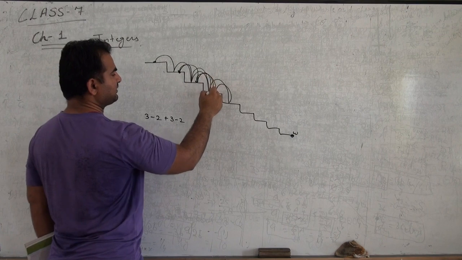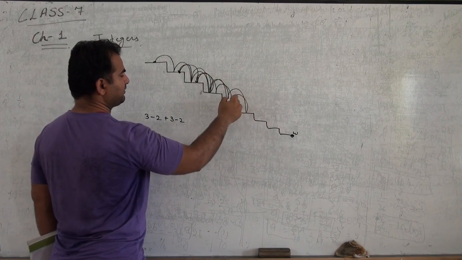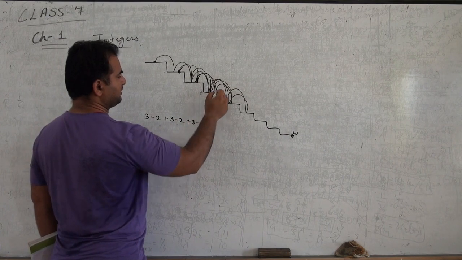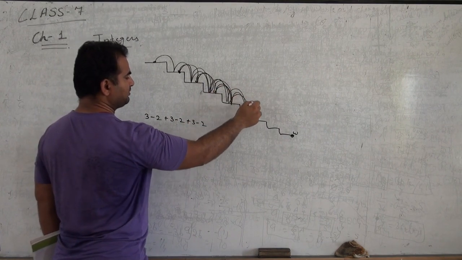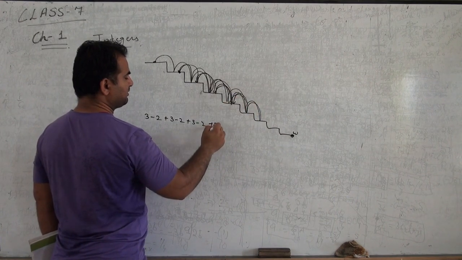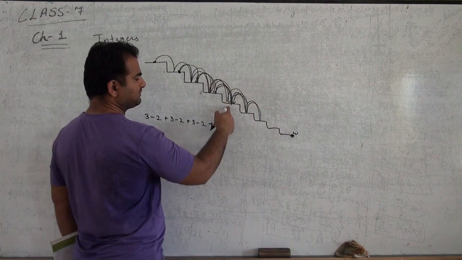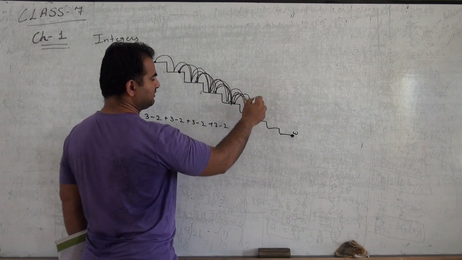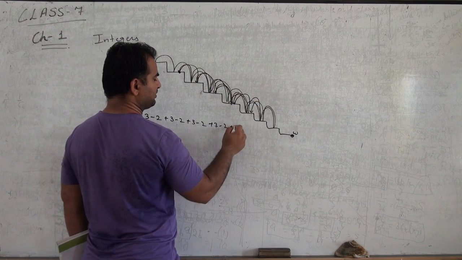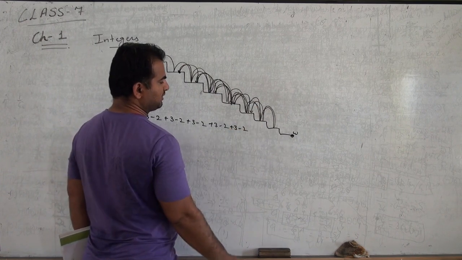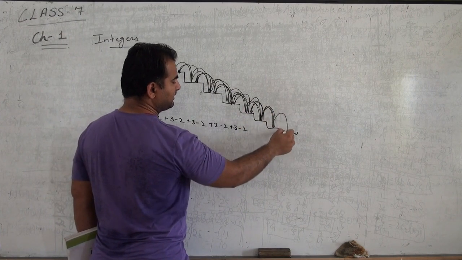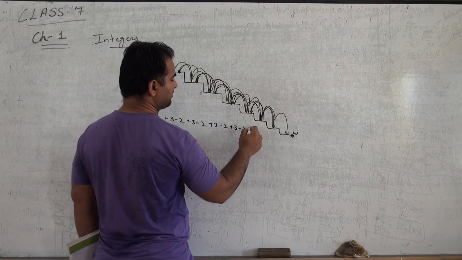He again jumps 1, 2, 3, and then 1, 2. He is at this place. Plus 3, minus 2. Now here he jumps 1, 2, 3, and then again 1, 2. He is at this place. Now he jumps 1, 2, 3, and then again 1 and 2. Then plus 3, minus 2. Now he is at this place. He will start jumping 1, 2, and 3 and reach the water.